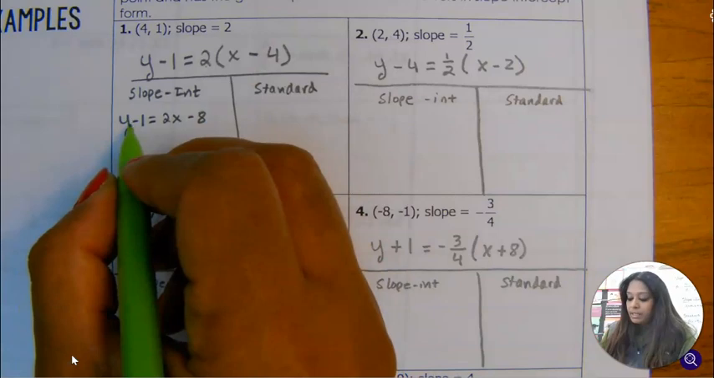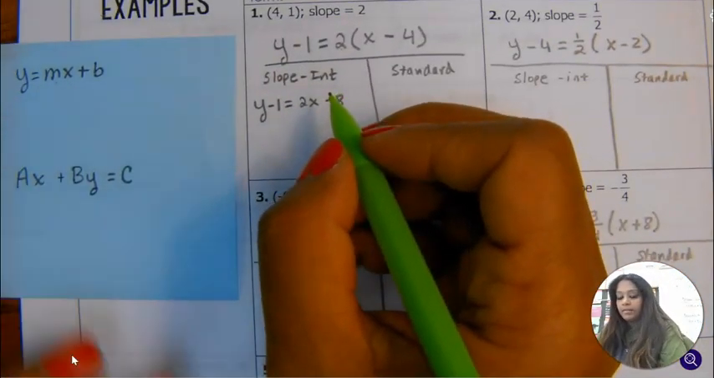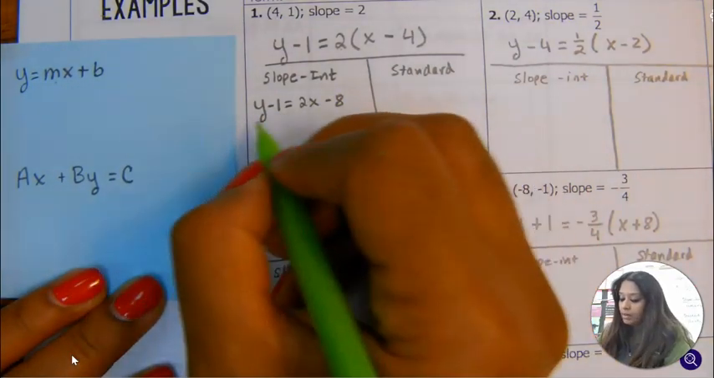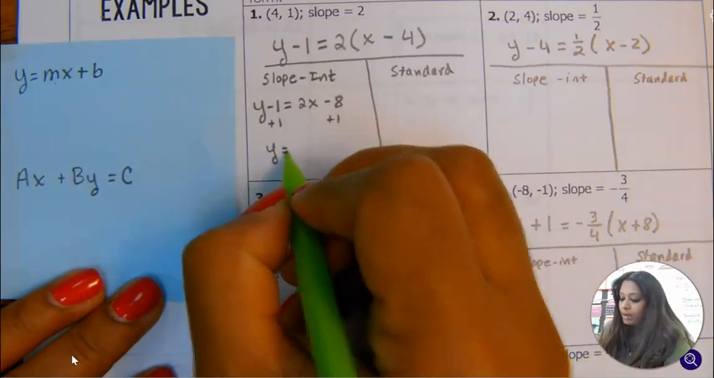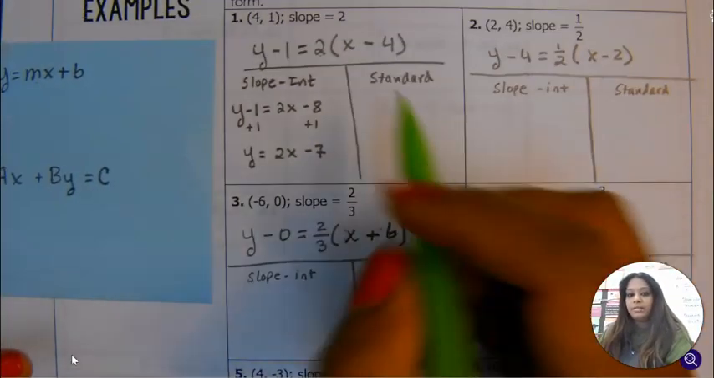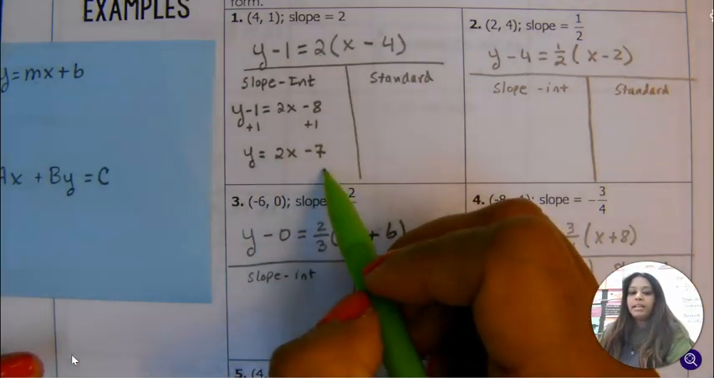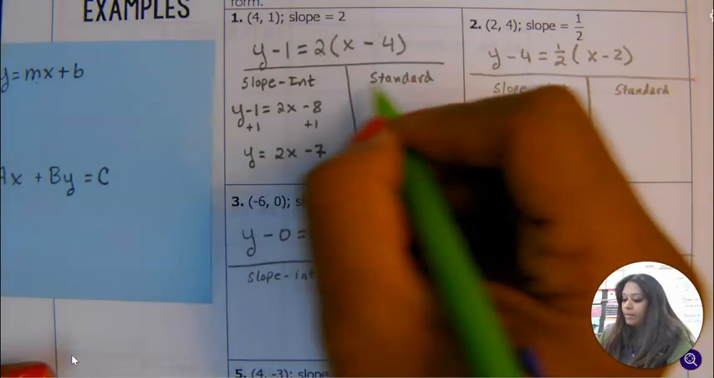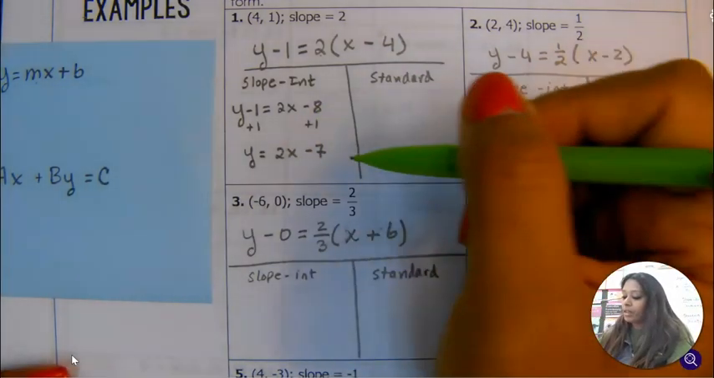And then remember slope-intercept form? You have to have y by itself. So which means I'll go ahead and take that over. So you have y equals 2x minus 7. That's written in slope-intercept form. My slope is 2, and my y-intercept is at negative 7. Okay? And then from here, we're going to go ahead and find the standard form.